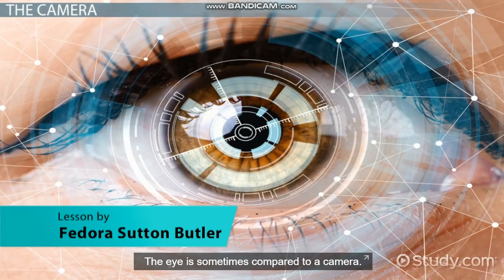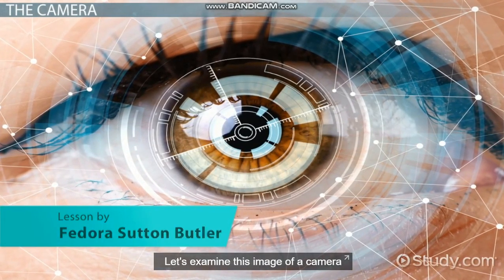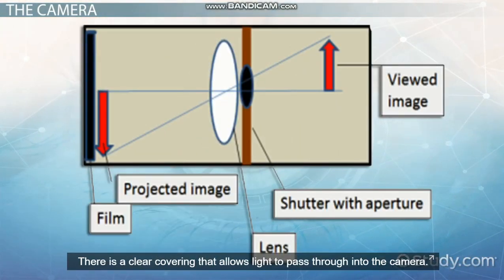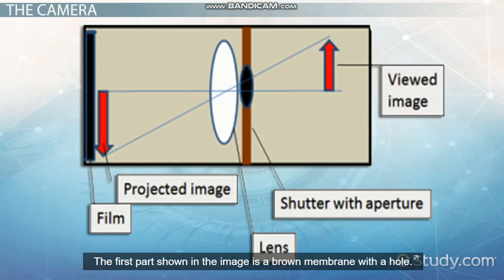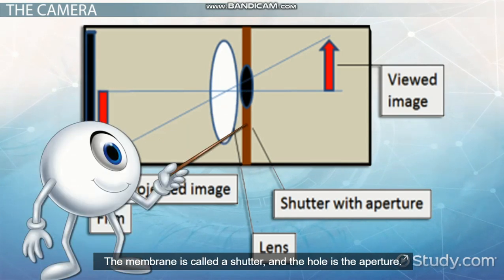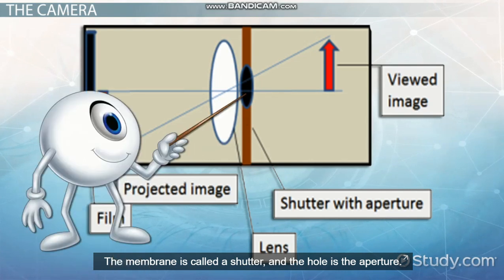The eye is something compared to a camera. Let's examine this image of a camera. There is a clear covering that allows light to pass through into the camera. The first part shown in the image is a brown membrane with a hole. The membrane is called a shutter, and the hole is the aperture.